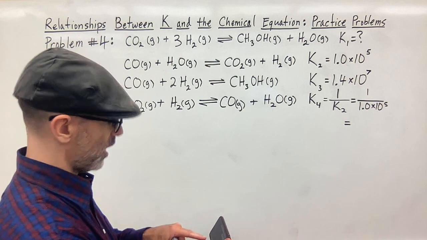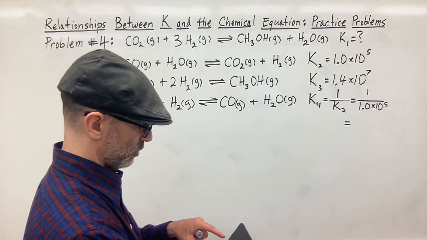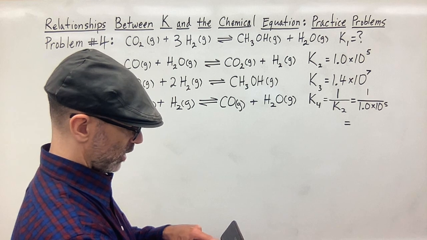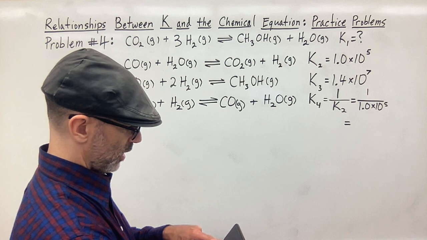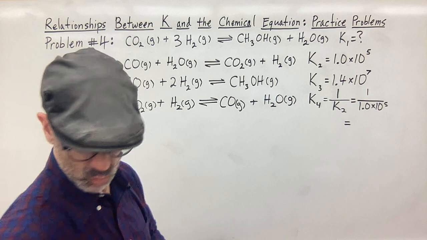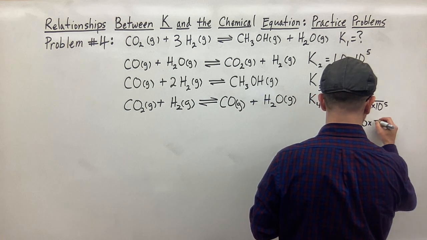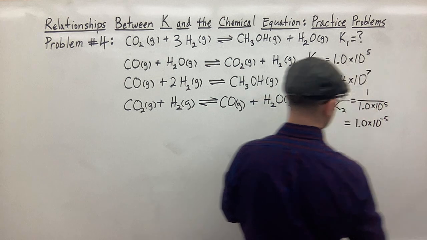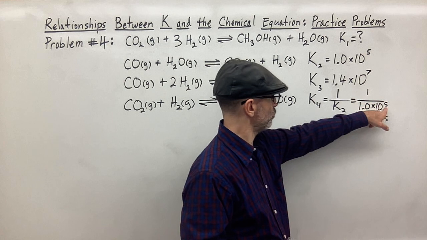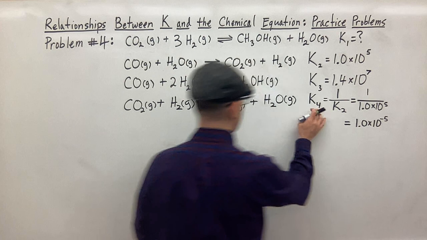So here I have 1.0 times 10 to the 5th, and I take the reciprocal. 1.0 times 10 to the 5th, and then I take the reciprocal of that, and I get 1.0 times 10 to the negative 5th, which makes sense because when you bring this up to the top, then you change the sign of your exponent. So now I have the k value for my new equation here.